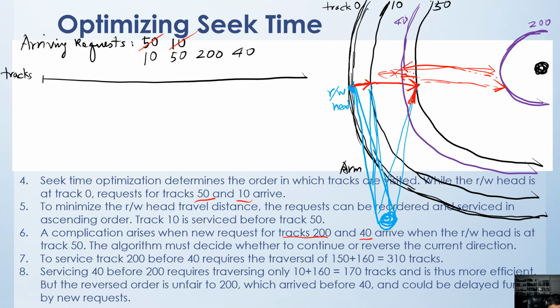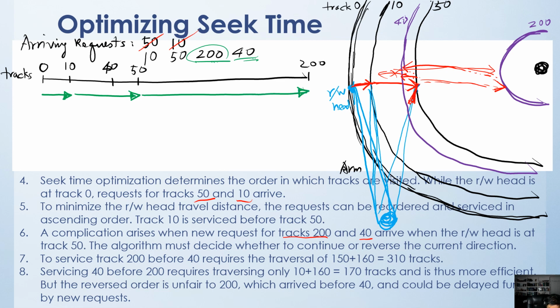Okay, so here's track 0, 10, 50, or 40, 50, and then 200. Remember that initially we travel from track 0 to 10, and then travel to 50, right? And then now 200 arrives. So using the first approach, because the track 200 arrives before 40, we're going to service the track 200. We're going to travel all the way to here.